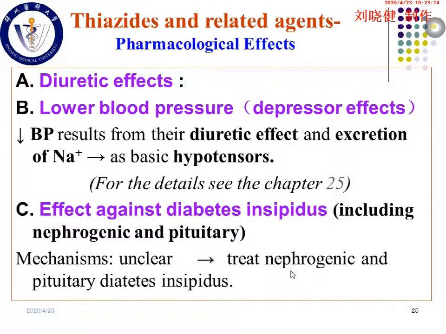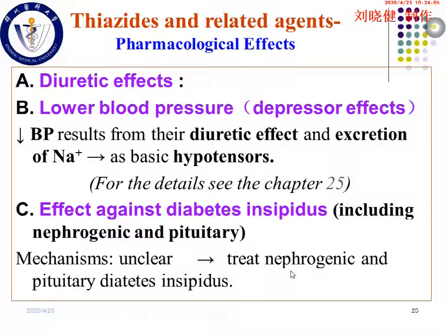If the patient has pituitary diabetes insipidus, the disease is in the pituitary gland. Pituitary diabetes insipidus arises primarily from a deficiency in antidiuretic hormone secretion by the pituitary gland. So the hormone secretion is not enough. In both nephrogenic and pituitary diabetes insipidus, something is wrong in the aquaporin-mediated water uptake from the collecting duct, which leads to polyuria.